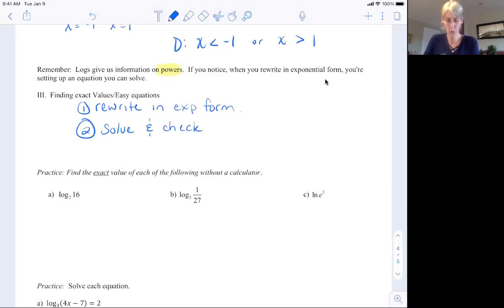Now with exponential equations, we didn't really have to check our solutions. Here we do, because when we solve, we're solving for x. And since our domain is restricted, we have to be very careful. We don't actually have to go back and evaluate, but you just have to make sure your base and argument are greater than 0, and the base cannot equal 1. It's a really quick, easy check.